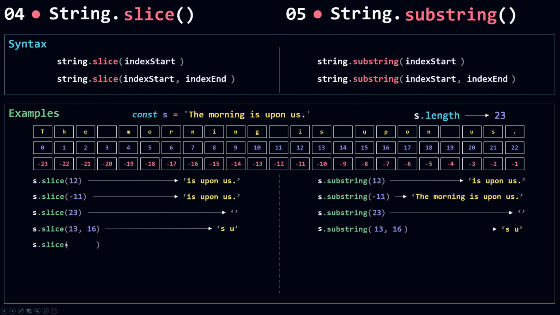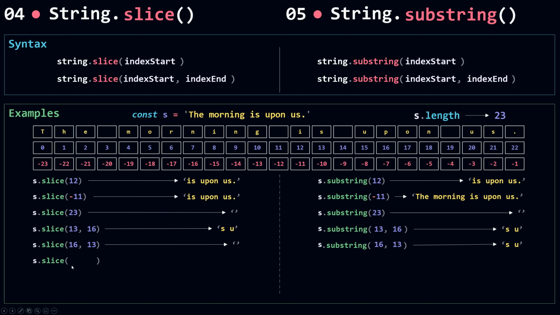Now if I go and swap these two indexes, so I give 16 for the index start and 13 for the indexEnd, for slice here, it's going to return an empty string. But for the substring here, if the index start is greater than the indexEnd, it's going to swap them. So it's going to start from 13 and end at 16. So we're going to get the same result as before. So that's the second difference between slice and substring.